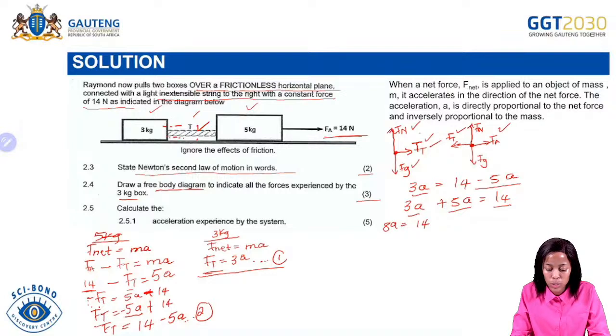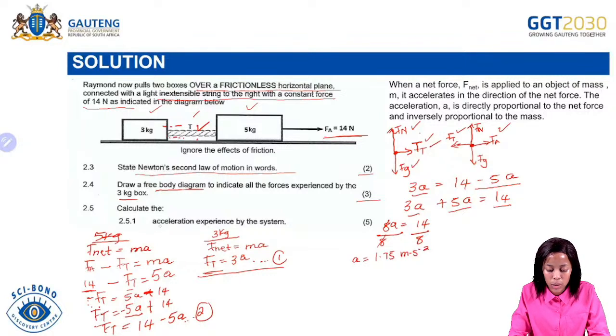What is it that you are going to do? You are going to divide both sides by 8. And why are you going to do that? So that you can get rid of the 8 on the left hand side, and that you are only left with the acceleration as the subject of the formula. So from there, acceleration is equal to 14 divided by 8, which is then 1,75 meters per second squared.